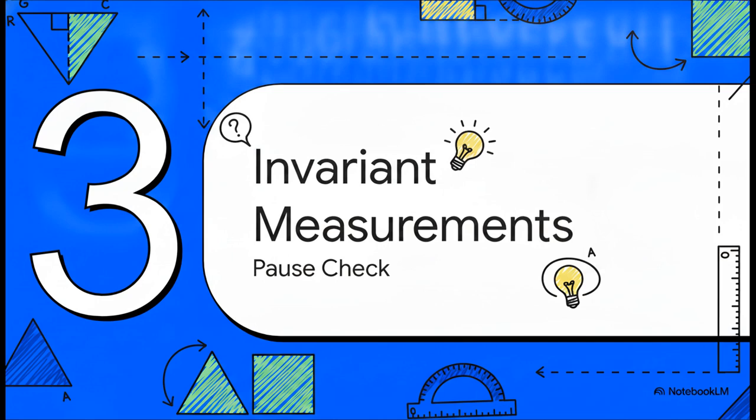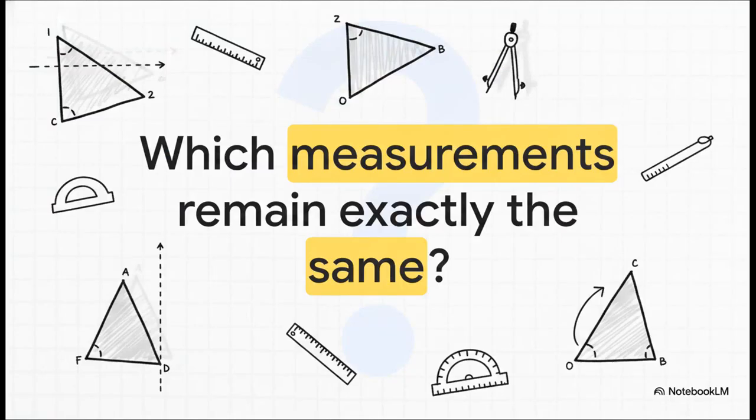Which brings us to Section 3, pause check, invariant measurements. All right, it is time to test your understanding of what's actually happening mathematically behind the scenes during these rigid transformations. Here is the question. When we translate, reflect, or rotate a figure on the coordinate plane, which specific geometric measurements remain exactly the same? I want you to literally pause and think about this for a second. If I slide a triangle across the coordinate plane, what properties of that triangle absolutely refuse to change?